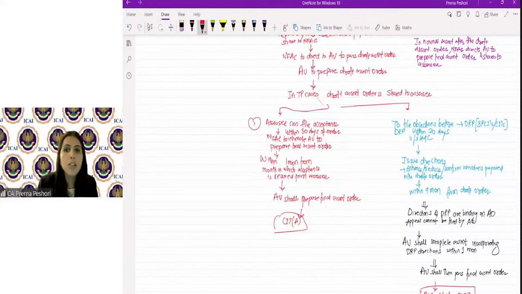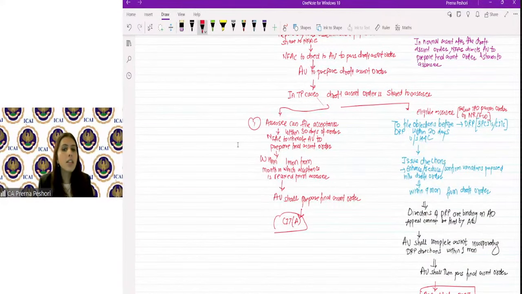Yes. So this DRP is in the case of an eligible assessee. This is an eligible assessee, which is where the TPO passes an order, or a non-resident or the foreign company. Okay, this is in the case of an eligible assessee.